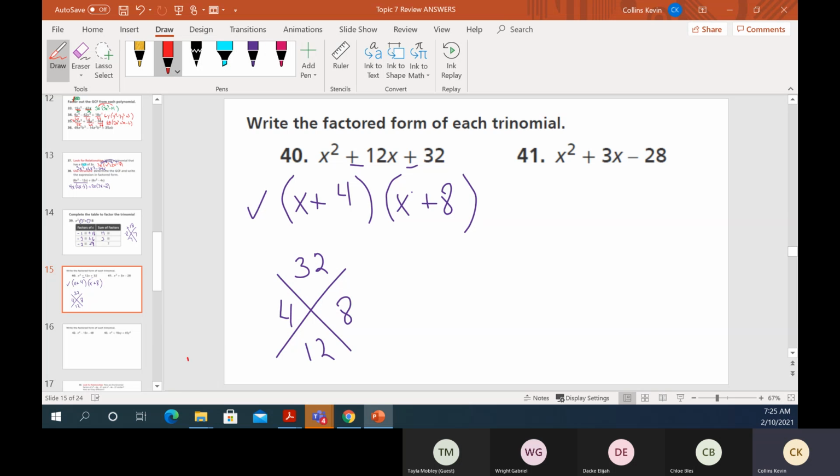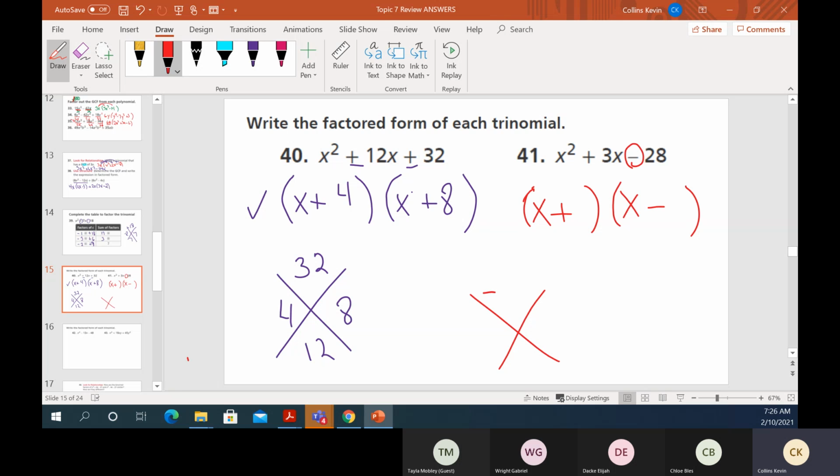All right, so we got another one here. So again, we set up shop. We have just a plain x squared up front. We can just put an x here and an x here, right? And this guy's negative. So that means we're going to have 1 plus and 1 minus. Because the only way you can multiply two numbers together and get a negative answer like negative 28 is one's positive and one's negative. Okay, so then we'll set up shop down here.